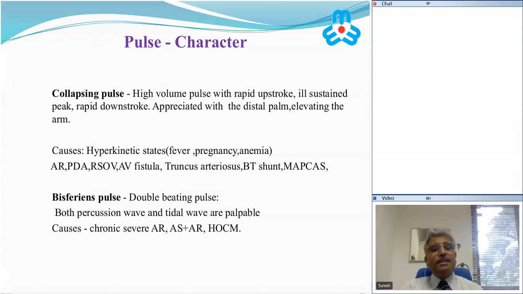The bisferiens pulse is a double beating pulse. Whenever you feel the pulse, you feel that the pulse is hitting your palpating finger in two. This happens because both the percussion wave and the tidal wave are palpable. And the commonest cause is chronic severe aortic regurgitation. Aortic regurgitation accompanied by mild to moderate aortic stenosis, also you may feel it. In hypertrophic cardiomyopathy also you may feel it.